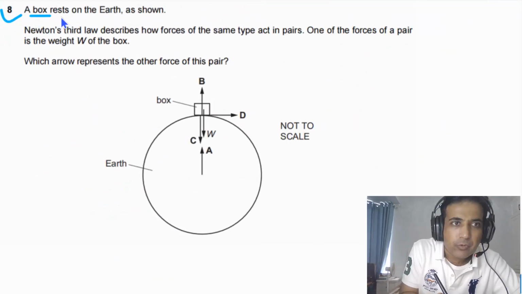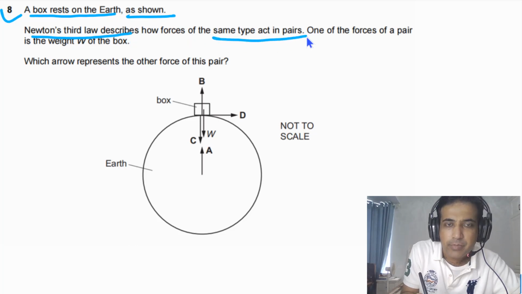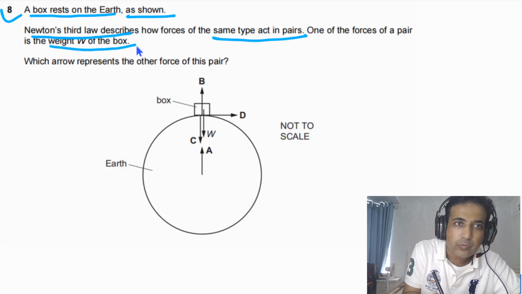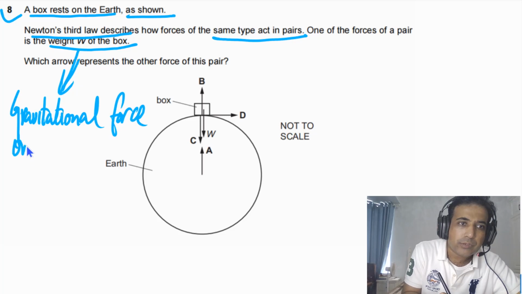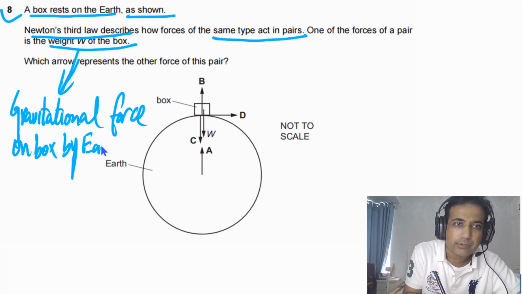Question 8 says a box rests on the earth as shown in the figure. Newton's third law describes how forces of the same type act in pairs. One of the forces of a pair is the weight of the box. Weight of the box is the gravitational force on the box, gravitational force on the box by earth. So this is by earth.